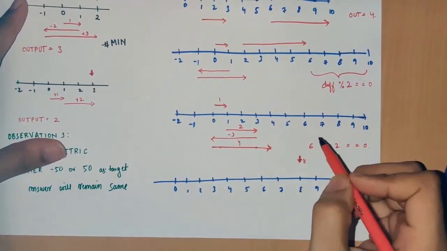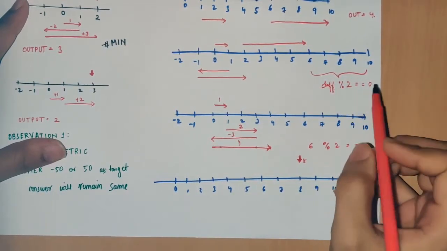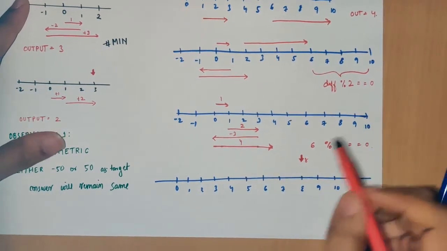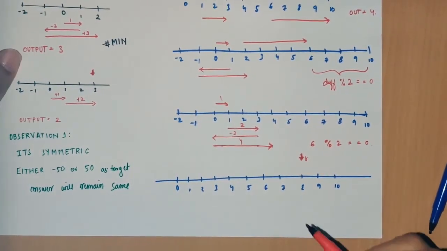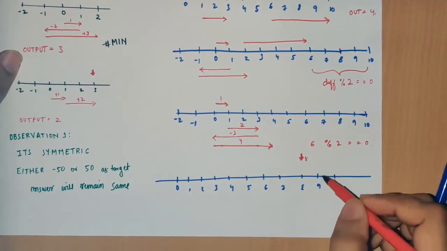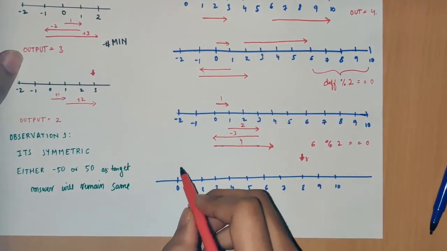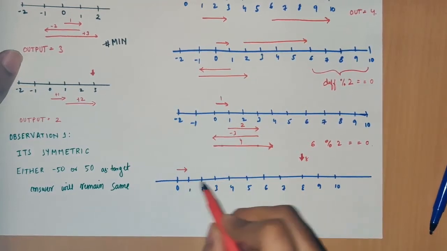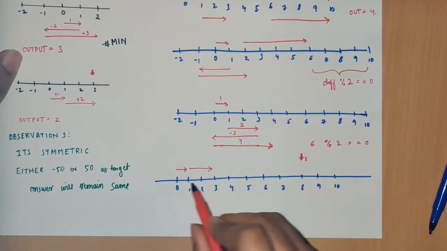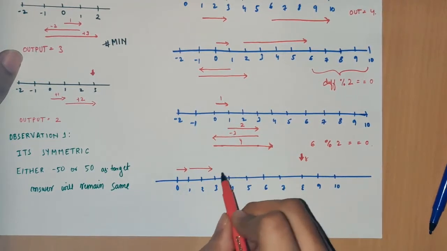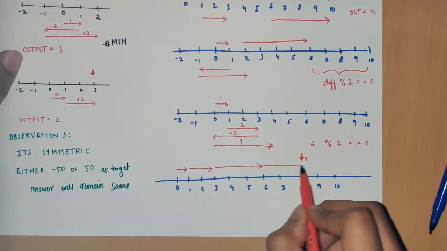To understand how we can use this valuable observation we have observed over here, let us take this example. Suppose the target is 8. Let's try to understand how we can do that. Our first step should be 1, second move should be 2 steps, third move should be 3 steps, and fourth move should be 4 steps.